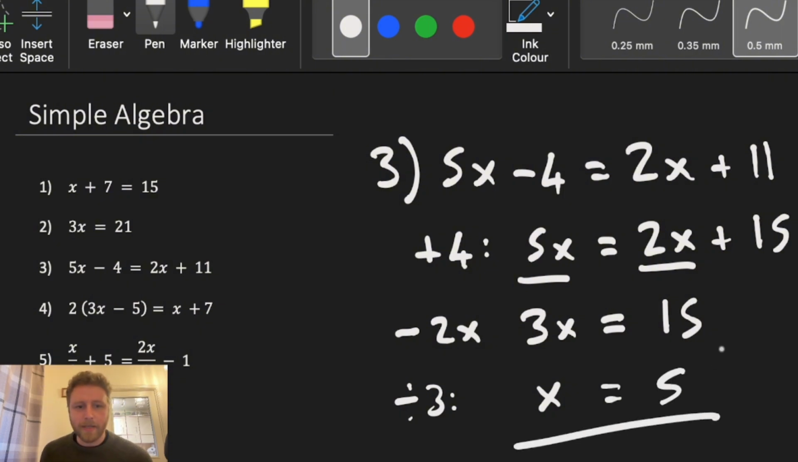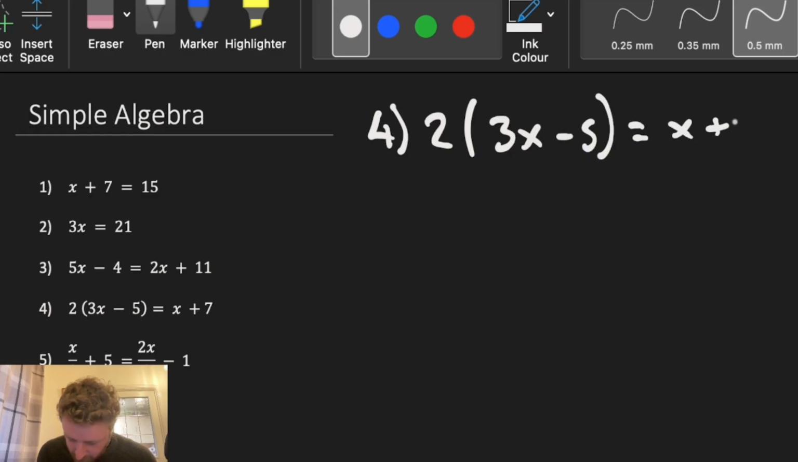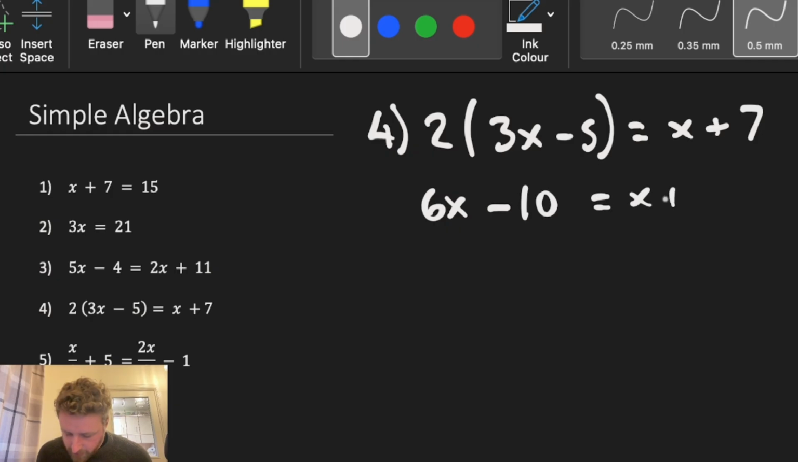Question 4 is starting to get a little bit trickier, so let's have a look at that one next. And I'll write that one out again. So we've got 2 times 3x minus 5 in the brackets is equal to x plus 7. Now we've got some brackets here, so when we're dealing with the brackets, we'll multiply out the brackets first. So on the left, make sure you times this term and this term separately by what is out the front here. So we'll have 2 times 3, so we get 6x, and then 2 times minus 5, which is minus 10. So 6x minus 10 on the left, and that is still equal to x plus 7.